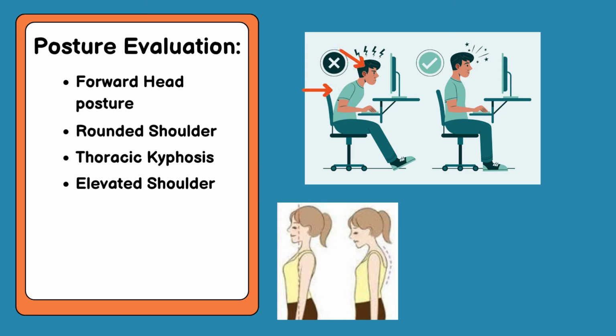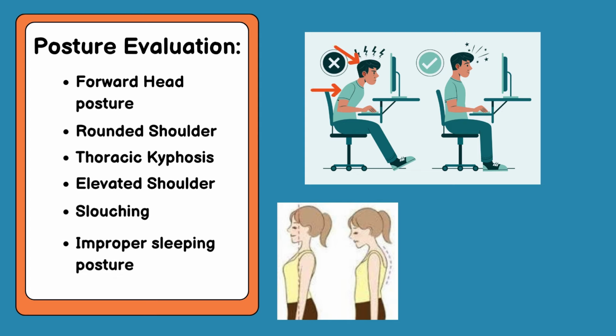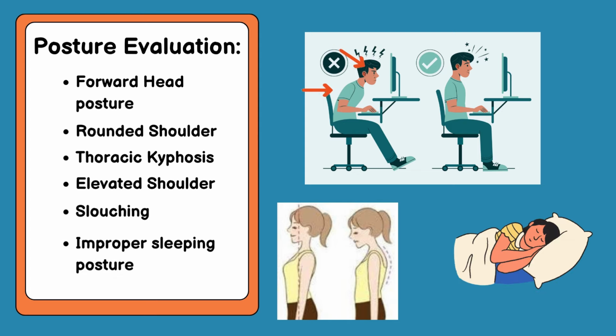Patient presents with raised or shrugged shoulders, which occurs due to muscle tension or poor posture habits. Prolonged sitting with improper posture, such as slouching or leaning forward. Sleeping in positions such as sleeping on the stomach with the head turned to the side or using an unsupportive pillow can lead to neck pain.